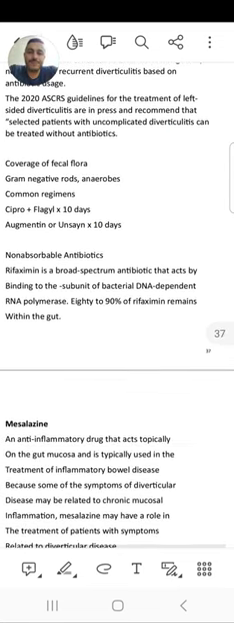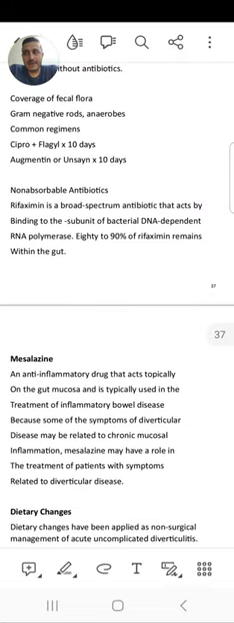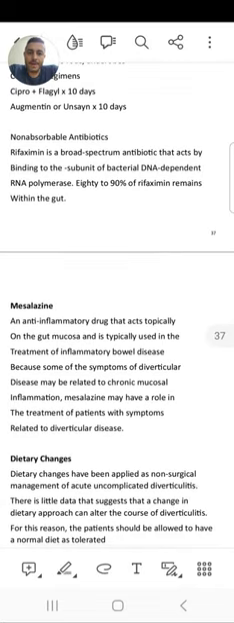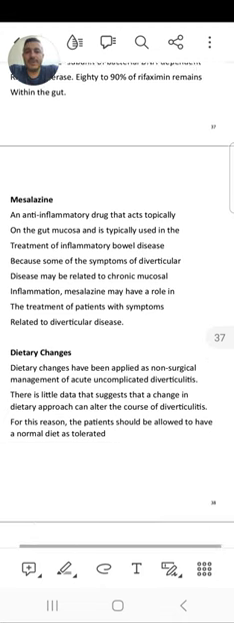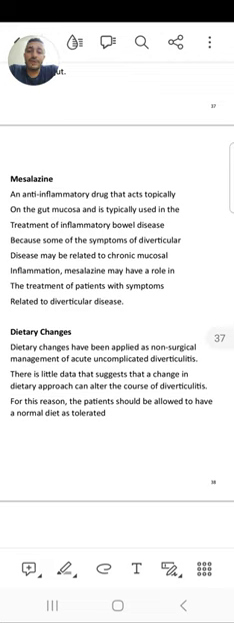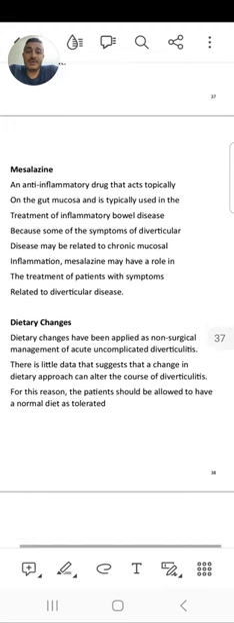There is a role for the non-absorbable antibiotic, rifaximin, which has been shown to improve the outcome in patients with diverticulitis. Also mesalazine, which is an anti-inflammatory drug. I know that we use it for inflammatory bowel disease, but there is a successful treatment with mesalazine in cases of diverticular disease.